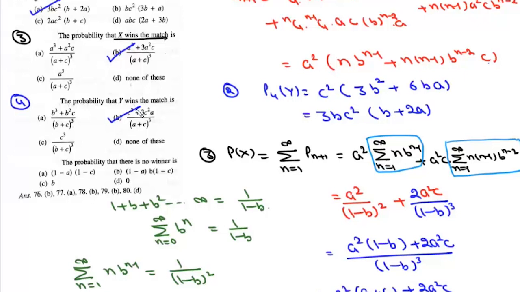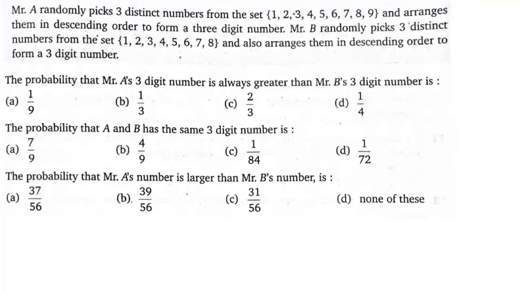And then finally, we need to find the probability that there is no winner. Now, if we add these two cases, then it will be a cube plus c cube plus 3a square c plus 3c a square, which is a plus c whole cube. So the sum of these two probabilities is 1. That means these two events are mutually exclusive and exhaustive. So out of x and y, there will be exactly one winner. So the probability that there will be no winner is simply 0, and that's your option D.